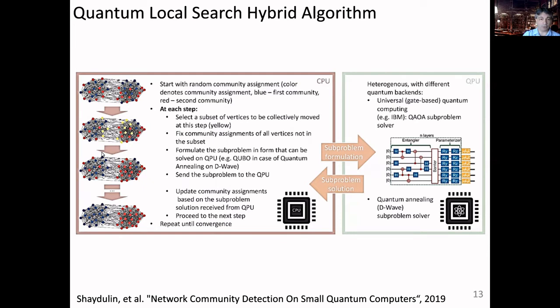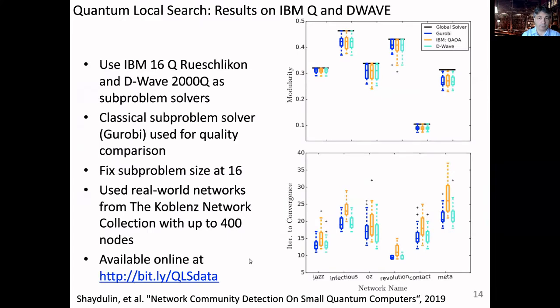We've tried to use both gate-based devices of IBM and the quantum annealing device of D-Wave. Then we get the solution back, incorporate it in the global solution, and continue with this process until it is converged. So this is also a classical iterated local search approach. The difference is only when we use the quantum device for it.